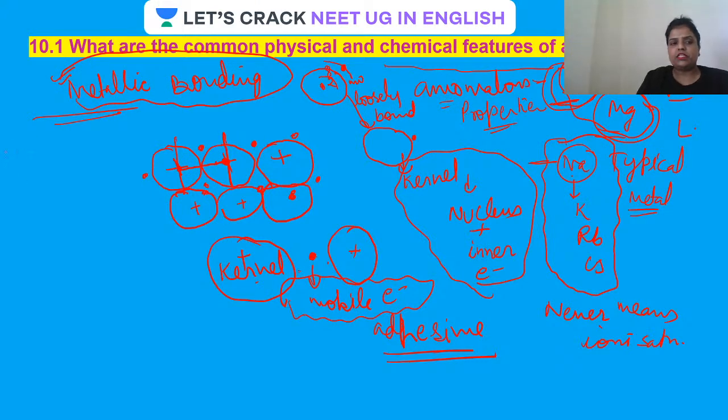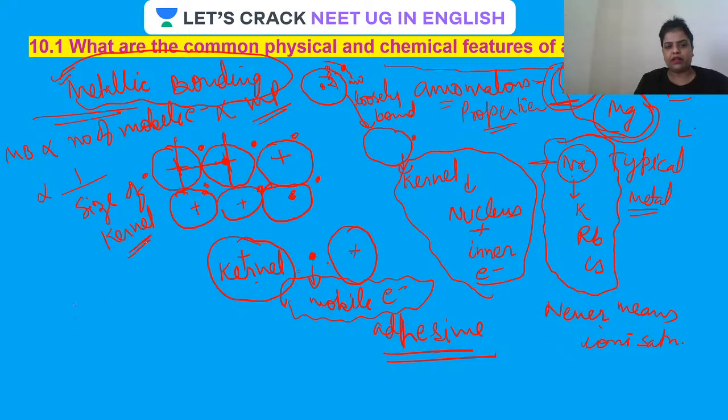The extent of metallic bonding is directly proportional to the number of mobile electrons, guys. The more mobile electrons, the stronger the metallic bonding, and yes, the higher the melting point or boiling point. Remember. And metallic bonding is also related to the size of the kernel.